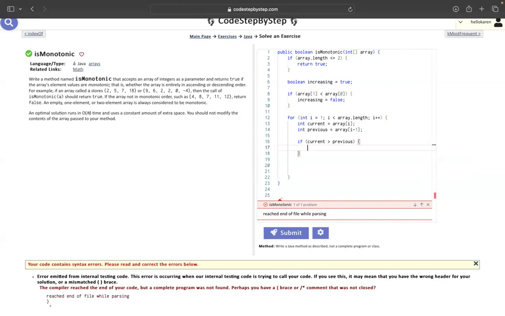Okay, then, hmm, wait, how would we do that? Wouldn't we have to do this? Because if current is greater than previous, wouldn't it mean that it's ascending? But is that a good thing or a bad thing?